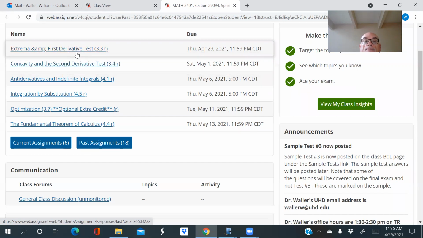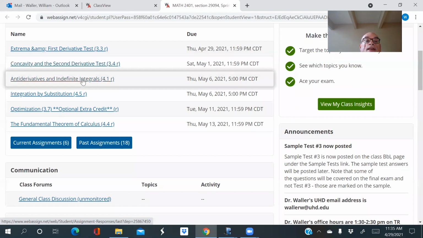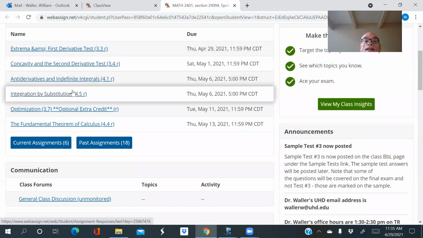So if you look at the sample test, there are several problems about the first derivative and the second derivative test. So make sure that you're able to do those things on Tuesday for sure. That will be a big part of the test. Actually, you can continue working on these homeworks while you're doing the test.